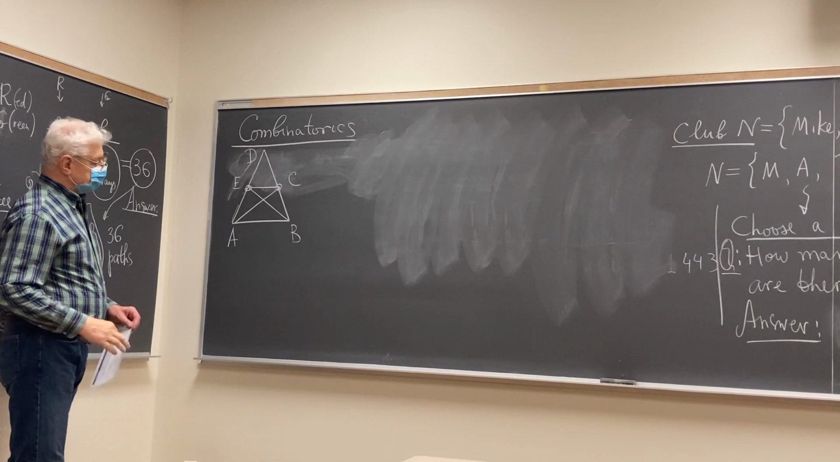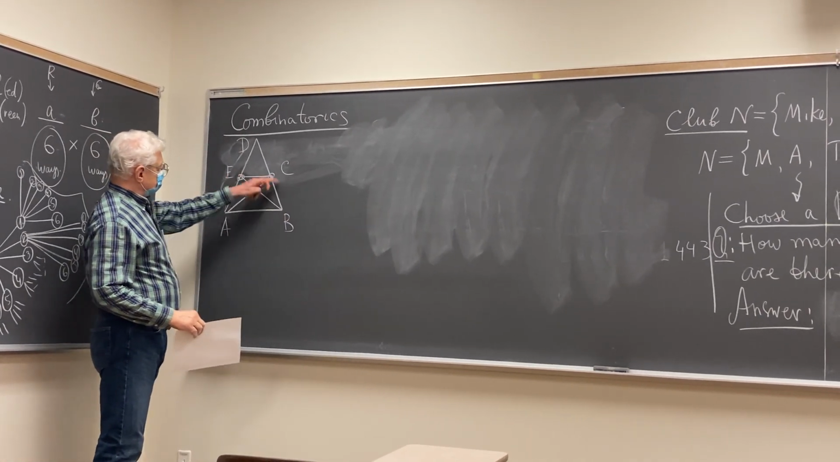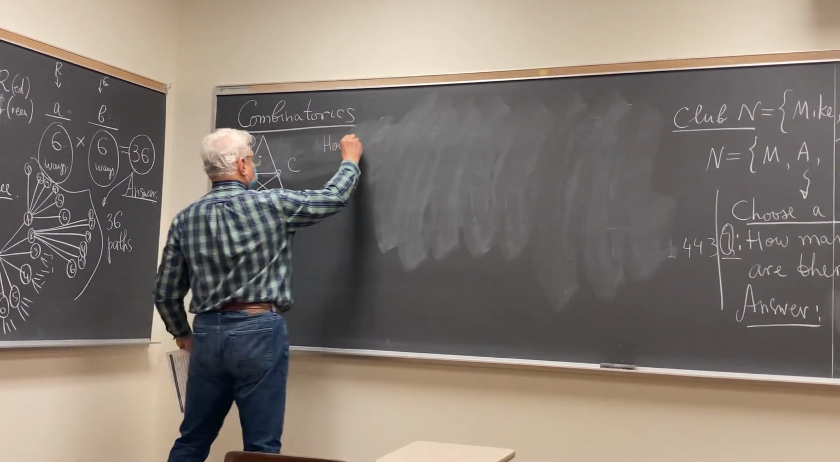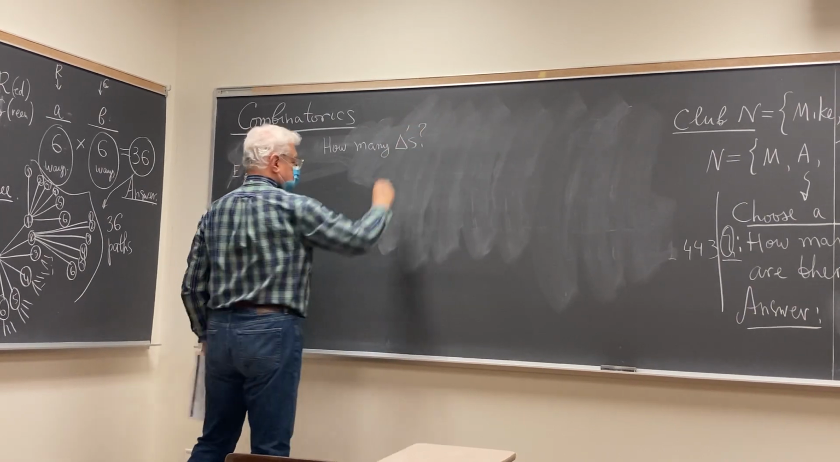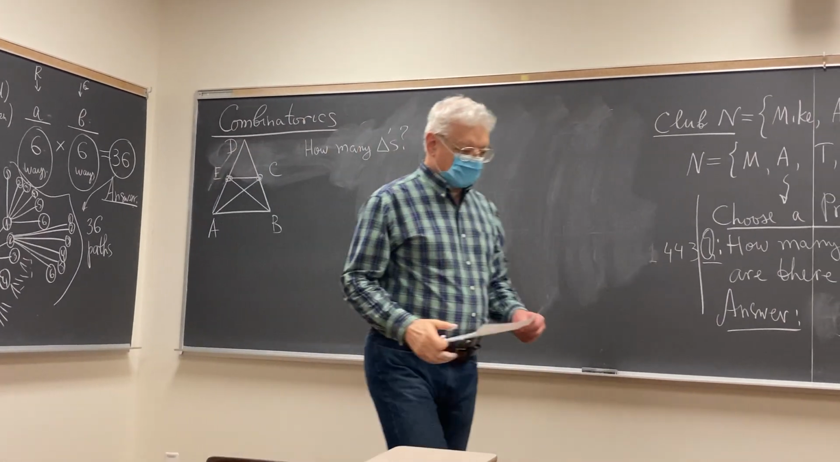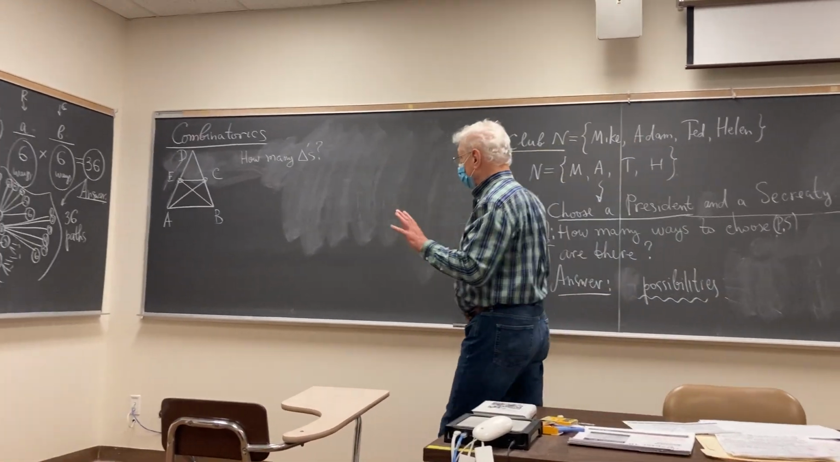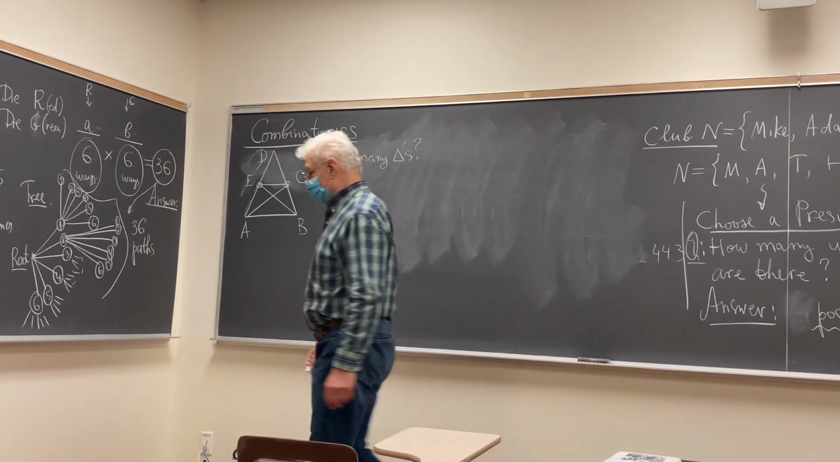So you have some number of triangles, so say ADB or ECB and so on. How many triangles? How many triangles are there? So the answer here is 12. Okay, let us look. We mean distinct, different triangles. Okay, how do we do this?